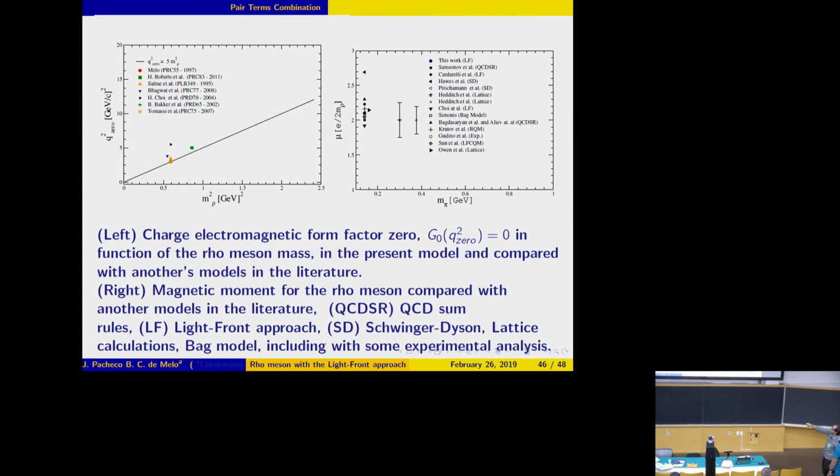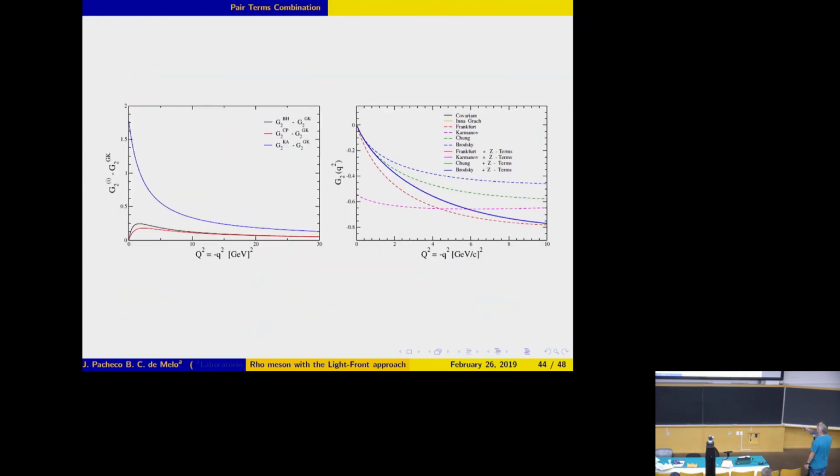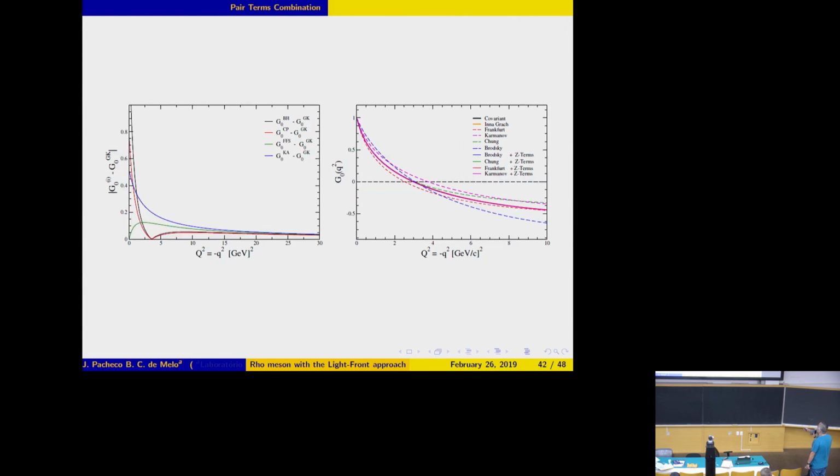Yeah, it's the zero charge form factor. The form factors change with the rho meson mass. If you do not include the zero modes, also the position of the zero changes. If not include zero mode, you see the position of the zero change.